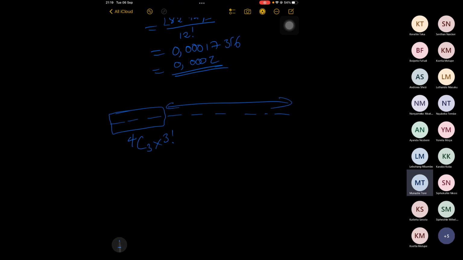Then times whatever is here. In this case, we said there were 4, 8, 12. 12 minus 3 is 9. So it's going to be times 9 factorial. This is how we've been doing it, isn't it?